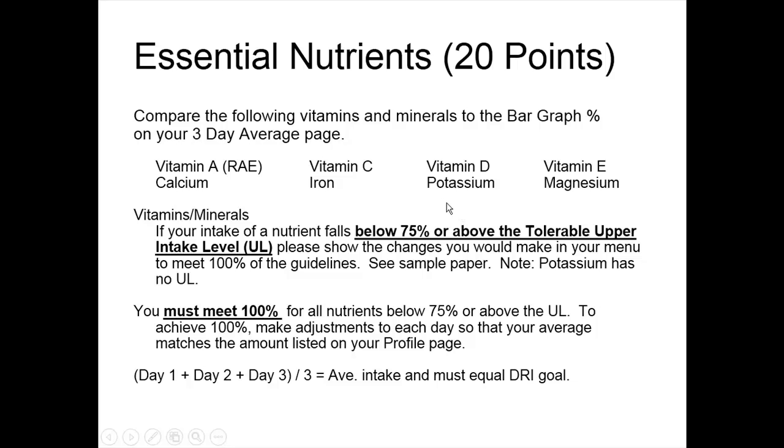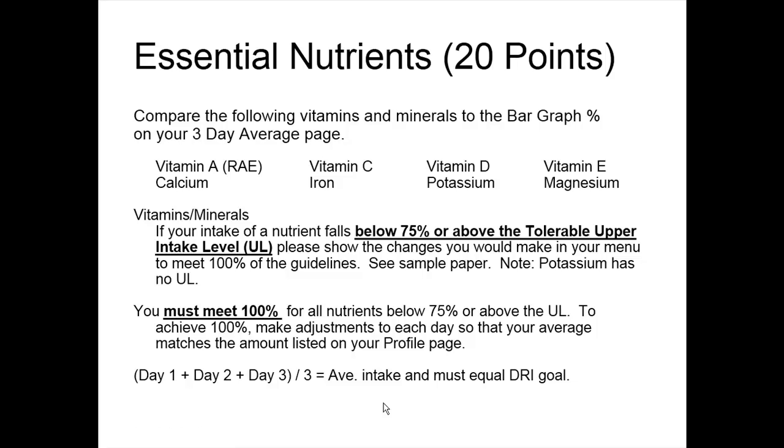What we're looking at, and this is where we are going to use the DRI goals, is we're looking for nutrients that are below 75% or above the tolerable UL. Most cases, I've never had a student that was above the UL, which is 10 times the DRI. But what you're mostly seeing is below the 75%. If you're below the 75%, your goal is to meet the 100% goal. It's very easy to see that goal.